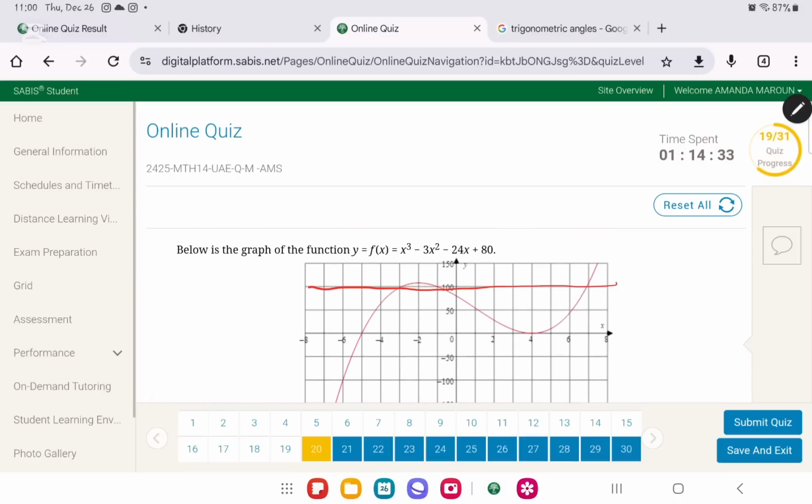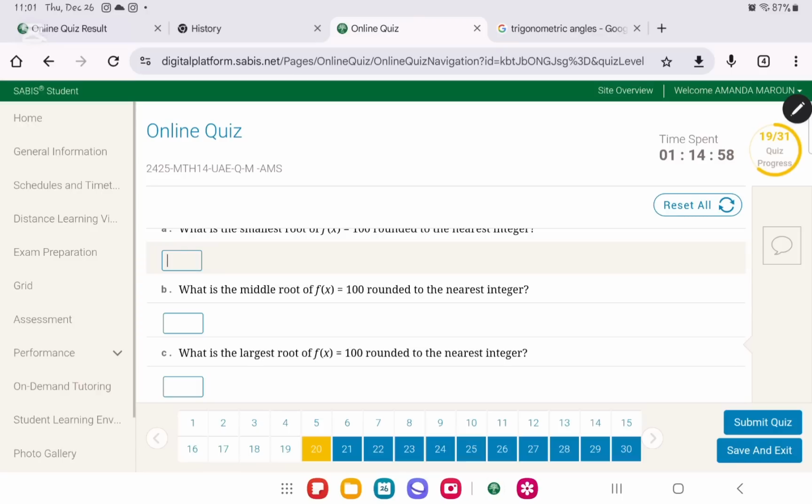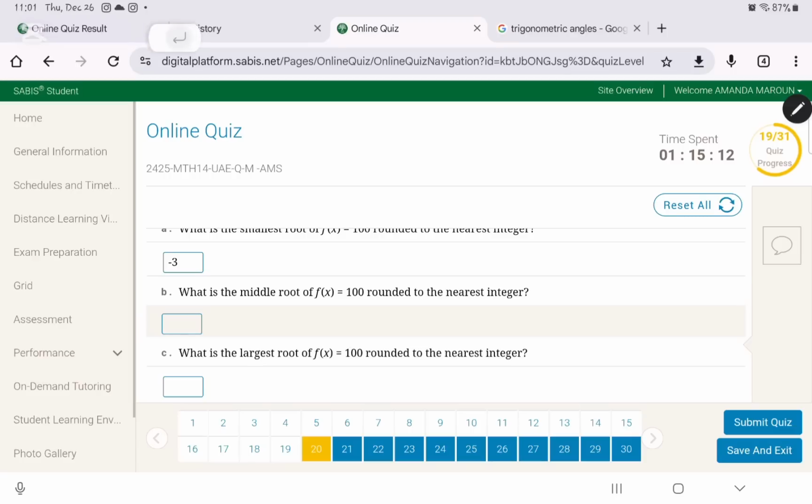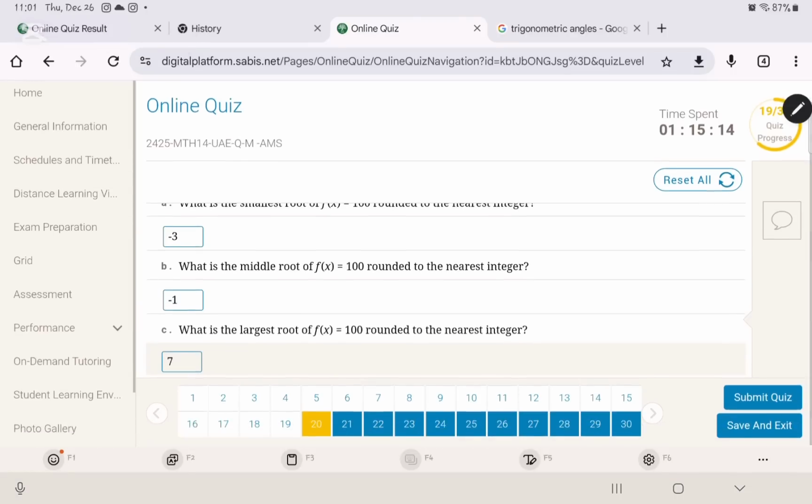So drawing the line, we are going to find the smallest root to be approximately minus 3, the middle root to be almost minus 1, and then the biggest root to be approximately 7. So minus 3, minus 1, and 7 are the smallest, middle root, and largest root. So it is minus 3, minus 1, and 7.